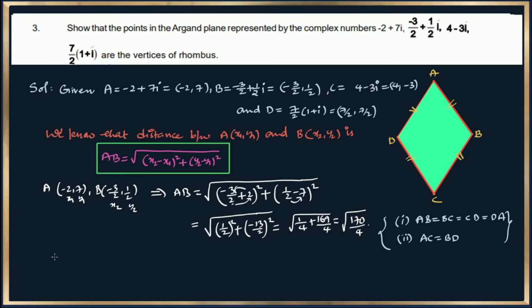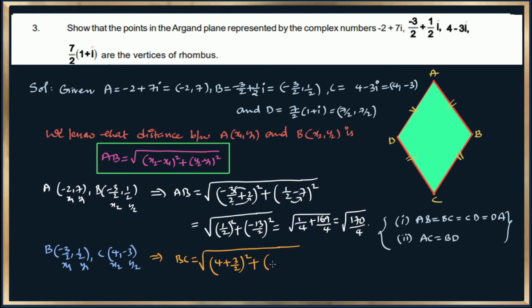Next, the value of BC. So the distance between B and C. That is minus 3 by 2 comma 1 by 2, and C is 4 comma minus 3. So x1 y1 x2 y2. So the distance formula for BC, under root x2 minus x1, x2 means 4 minus of minus 3 by 2 whole square, y2 minus y1, that is minus 3 minus 1 by 2 whole square.